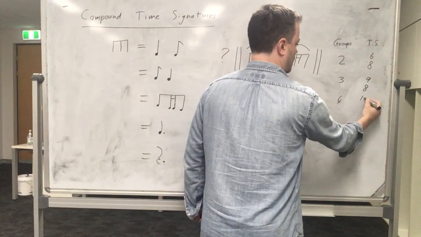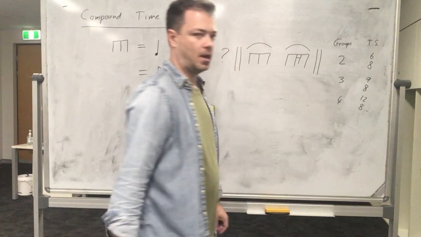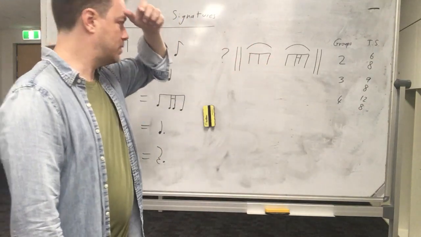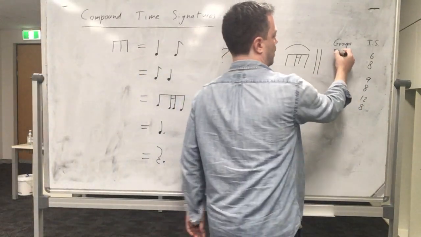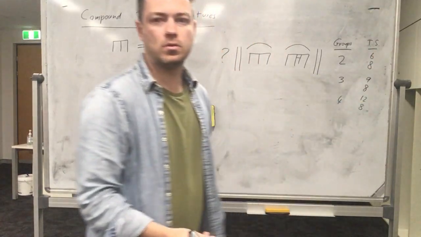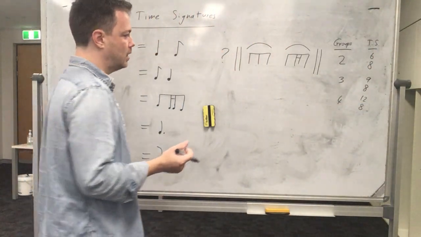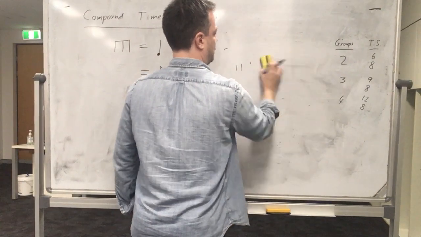4 groups is going to be 12/8. And I'll go through some examples there. This is just an easy way of working out what time signature you're in. Okay, so let's do an example.